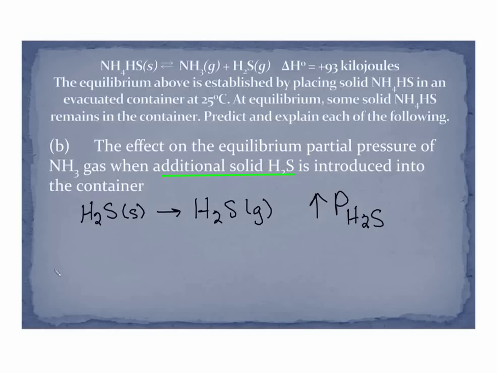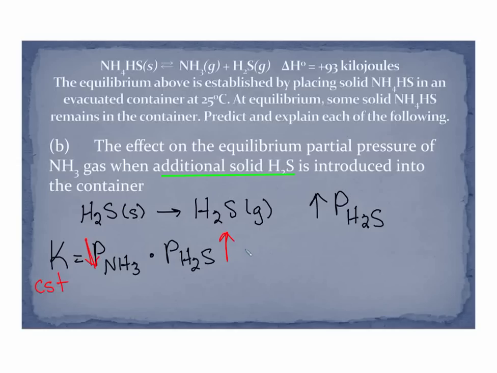Now, there's two ways we can do this. K, which remember was our partial pressure of NH3 times our partial pressure of H2S. What we did in our stress is we increased this value. Now, since temperature is constant, that K has to be constant. So to offset that stress, we would need to decrease our partial pressure of NH3.